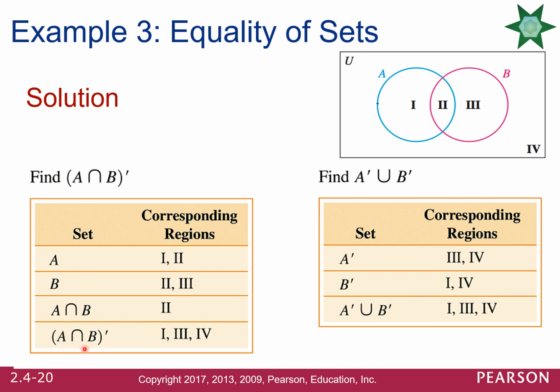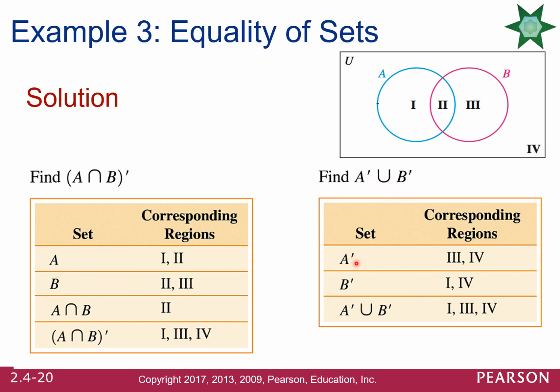And then the complement of A intersection B are the regions 1, 3, and 4, right? Everything except this region 2, which represents A intersection B. All right, the complement of A intersection B would be all regions which are outside, which are other than region 2. So now they are trying to figure out A complement union B complement.